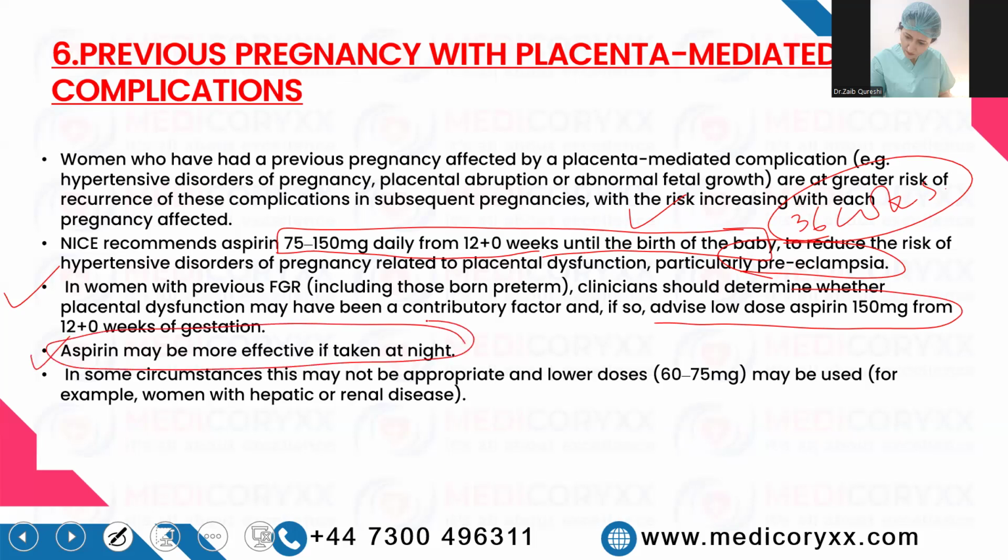New thing, yeah? In some circumstances it may not be appropriate, and lower doses, 60 to 75 milligram, may be used, for example, in a woman who has hepatic or renal disease. For hepatic or renal disease, you need to give the lower doses. Otherwise, the standard dose is 150 milligram. This is also revised from the previous guideline. Is this part clear to everyone? Because this is clinically important as well. Many of us are clinicians, so I think this will help you in your clinics as well.